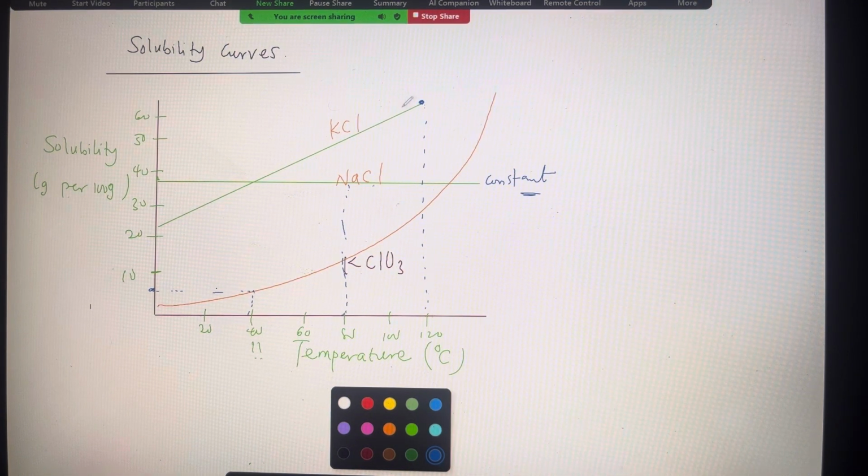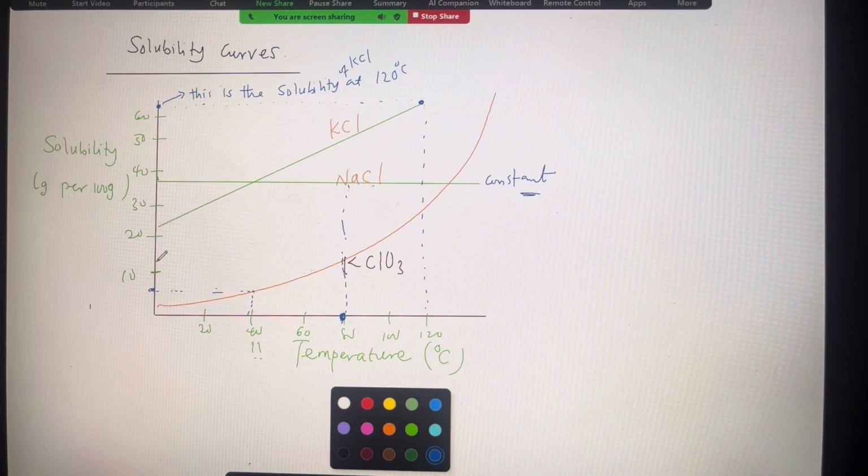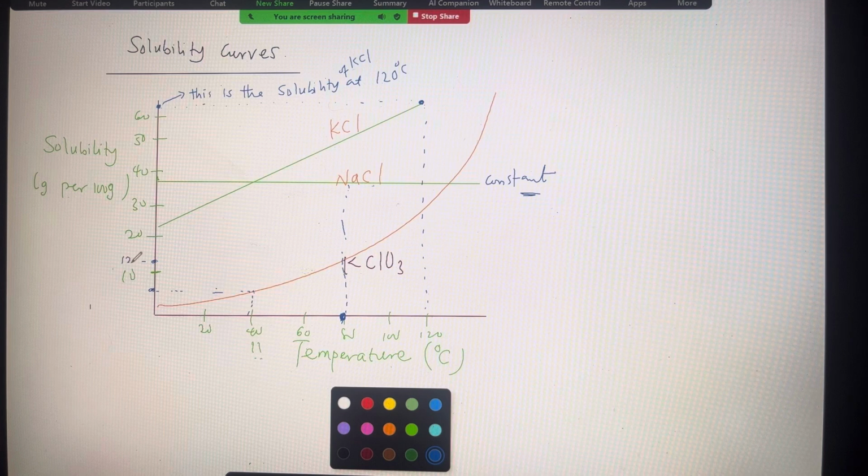So you can see that you can actually trace it at 80, at 120, trace it to the curve just like I'm doing for KCl here, and then you know that that is the solubility of KCl at 120 degrees Celsius. So I want to show you something real quick.